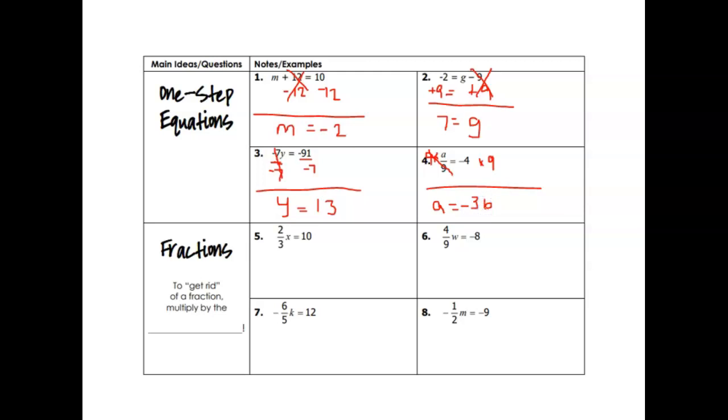Again, the great undoing. All right, so now we have one-step equations with fractions, and we're not afraid of fractions either. We don't care about fractions. To get rid of fractions, guys, I want you to multiply by the reciprocal, or the flip of the fraction. Okay, it's called the reciprocal. Go ahead and write that in.